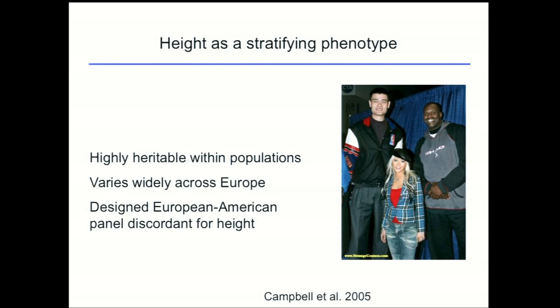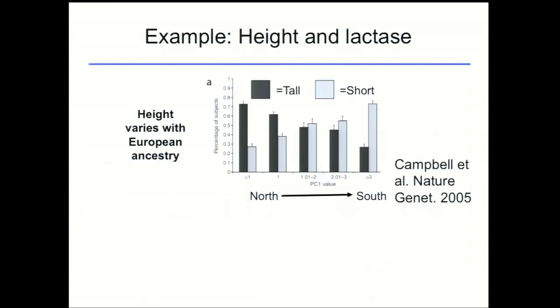But we actually used height as a way of demonstrating stratification within what was at the time thought to be a homogeneous population, which was Americans of European ancestry. So height, as I told you, varies with European ancestry. People who are tall tend to have more Northern European ancestry. People who are short tend to have more Southern European ancestry, and that's shown there, where we had designed a panel of tall and short European Americans.